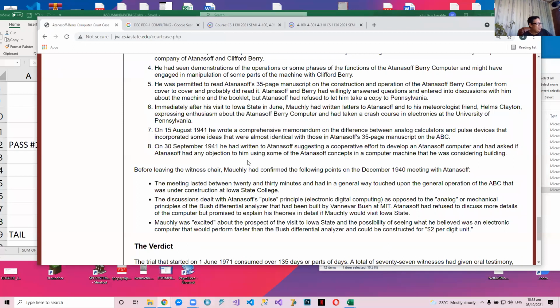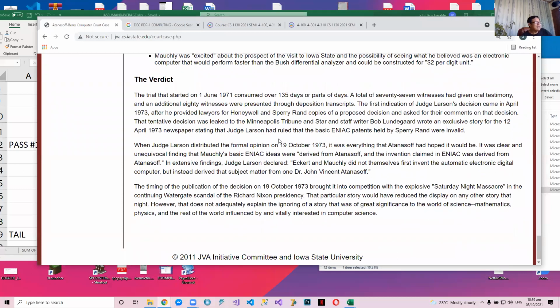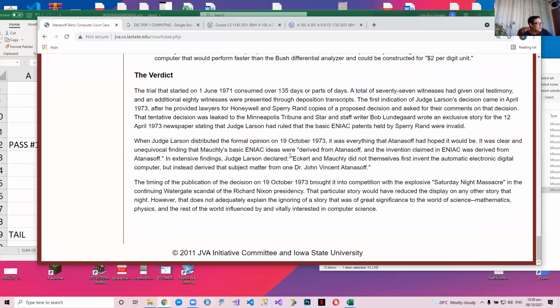In 1941, Mauchly wrote Atanasoff a letter to suggest the development of a new computer. That was then the development of ENIAC. So the verdict was the patent was cancelled because ENIAC was taken largely from concepts of the ABC computer invented by John Vincent Atanasoff. Which means that the design of the ENIAC and EDVAC were not original. Many of the concepts were just copied from the ABC computer.